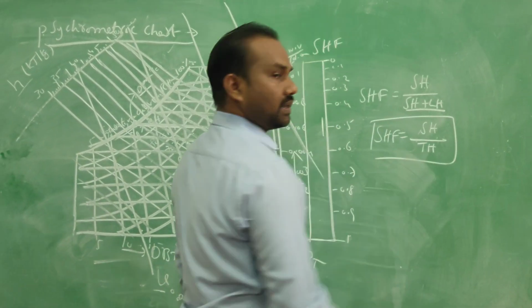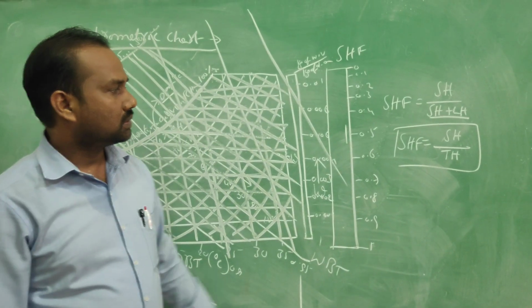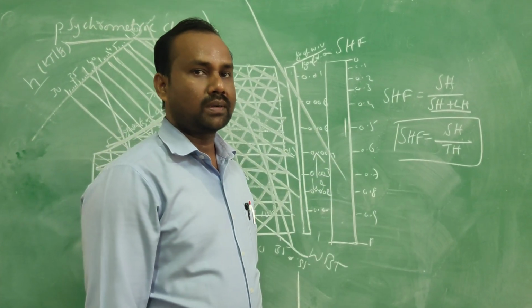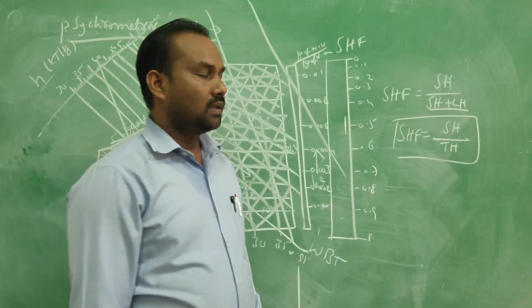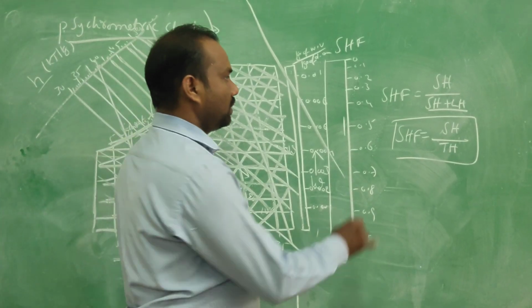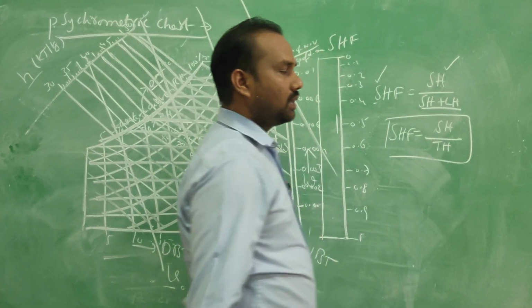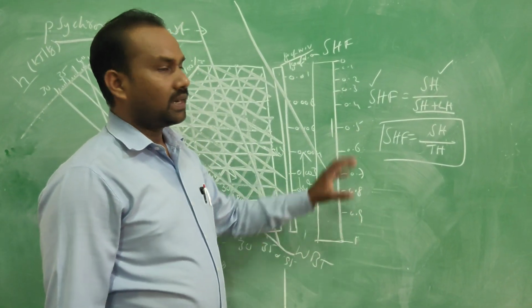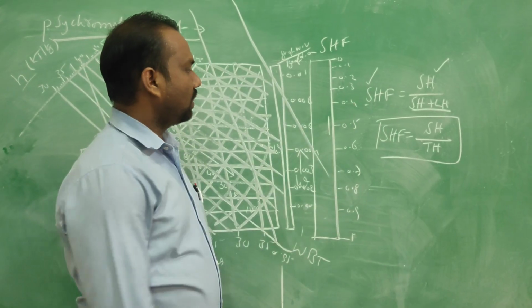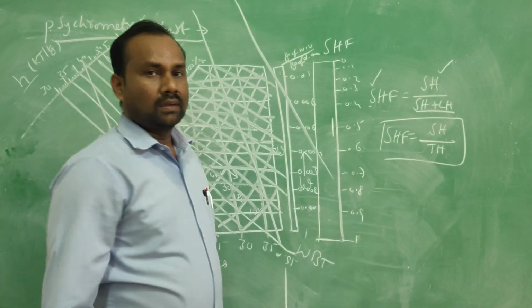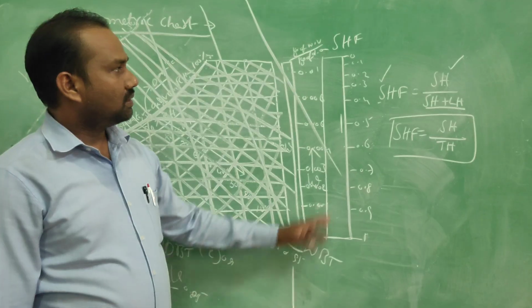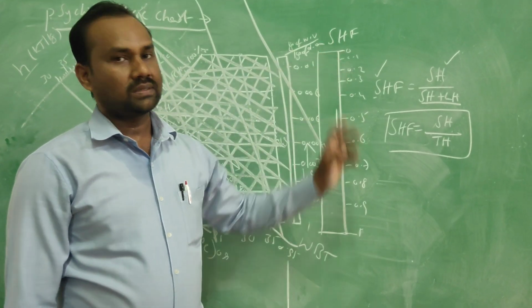While evaluating air conditioning problems and cooling load problems, sensible heat factor is one of the important parameters you need to consider. For that, you must know what sensible heat factor means. It is the ratio of sensible heat by sensible heat plus latent heat, so we get some fraction. That value is represented on the right hand side of the psychrometric chart. There is a predefined scale given, called the sensible heat factor.